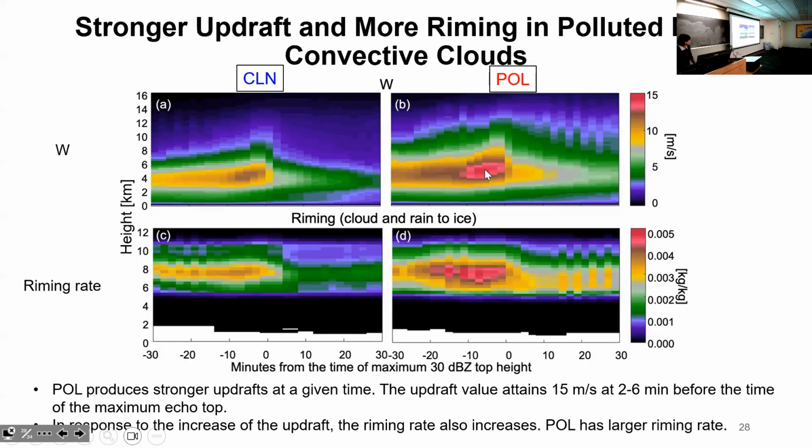In response to the vertical air motion, the polluted case also has a larger riming rate, particularly in the early stage, compared to the clean case, right? So meaning there are more graupel by the riming processes in the higher altitude with a strong updraft.